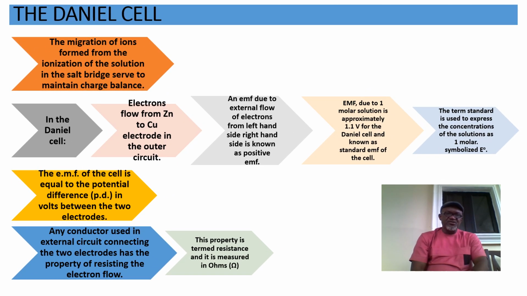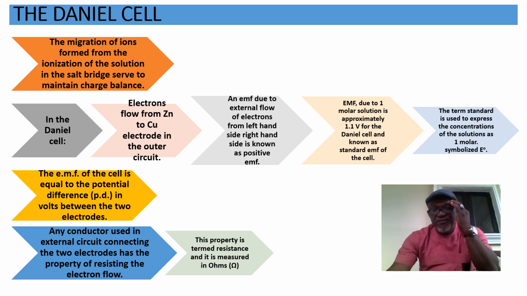Now, all these things we have said is what we're trying to write down here. So you can see in the Daniel cell, the first we have said that the migration of those ions formed from the ionization, across the salt bridge serve to maintain charge balance. In the Daniel cell, electrons flow from the zinc to the copper electrode in the outer circuit, which you saw.